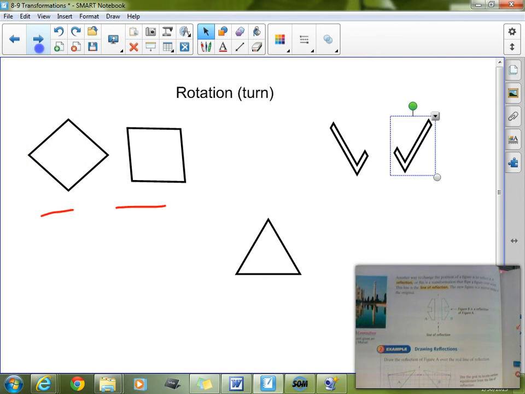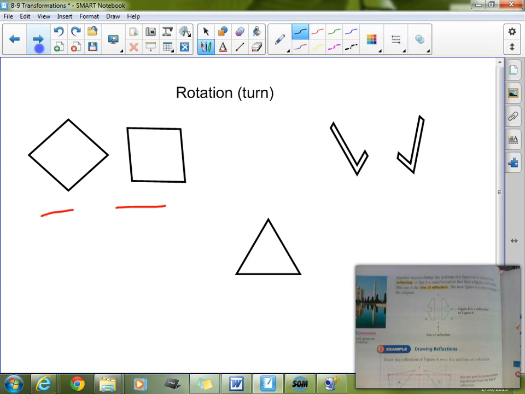This, however, you see, this example is a very bad example because any way I turn it, I cannot make it the exact same figure. Remember, it has to be the exact same figure. So that is not the exact same figure. So that is not an example of a rotation. So we're going to go ahead and cross that one out.